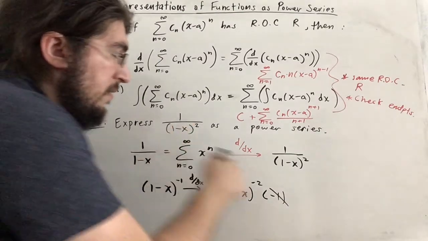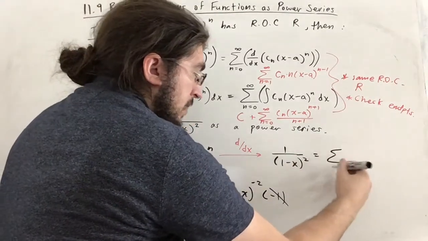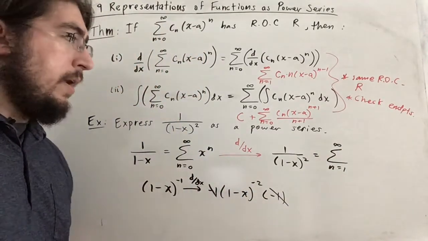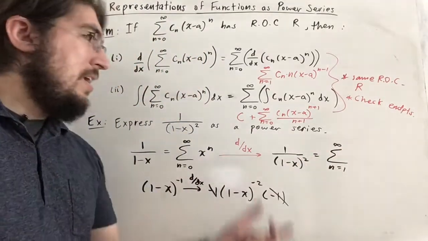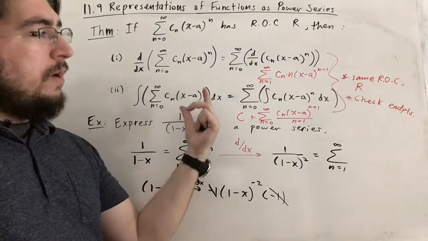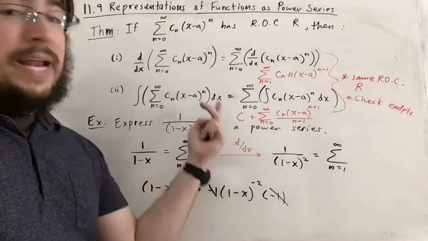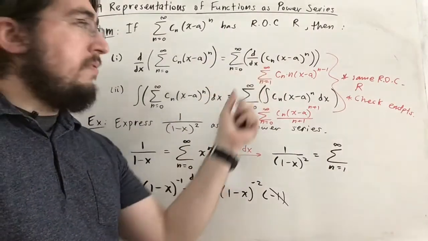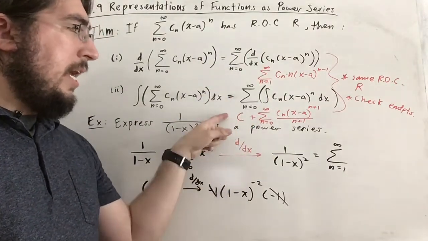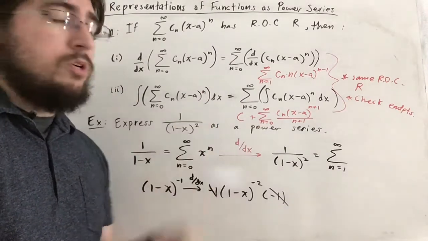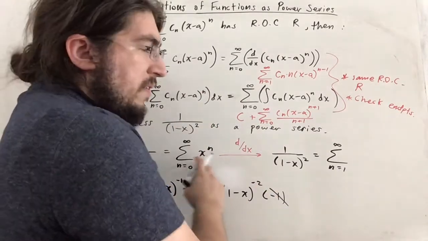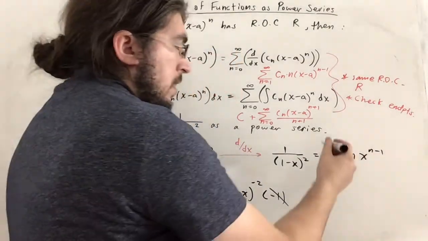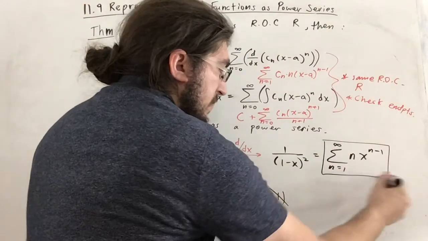Here, taking the derivative of this is the sum from n equals 1 to infinity now, because we lose a term when we differentiate, as opposed to when we antidifferentiate, where we gain a term. That's the reason why here it starts at 1 instead of 0, and here it still starts at 0, but there's a new term c now. And the derivative of x to the n, of course, is n x to the n minus 1. So this is the power series representation.